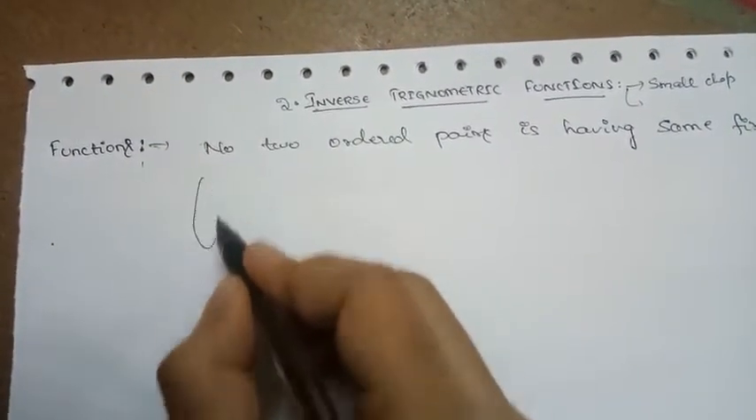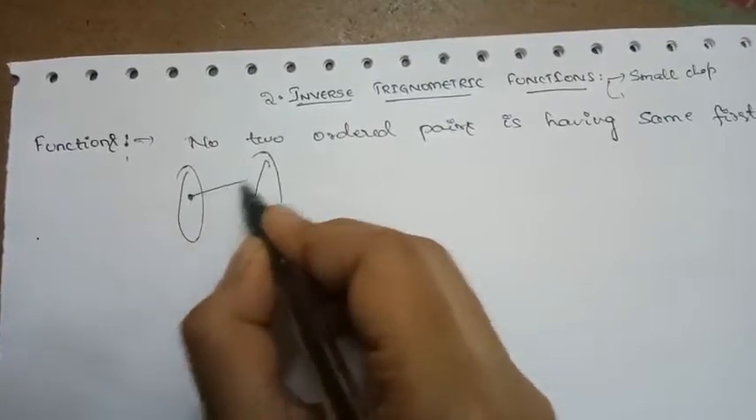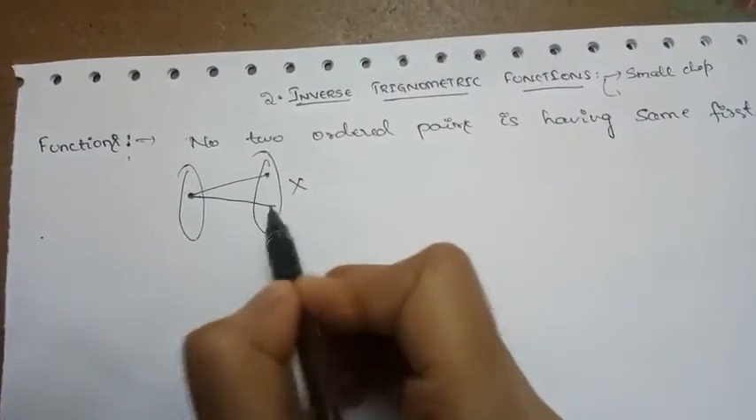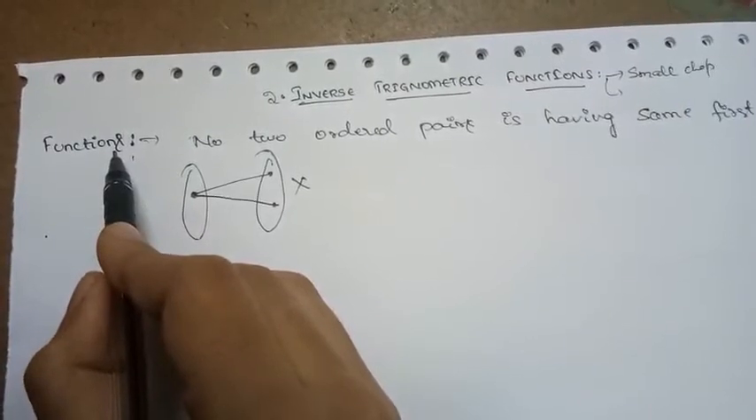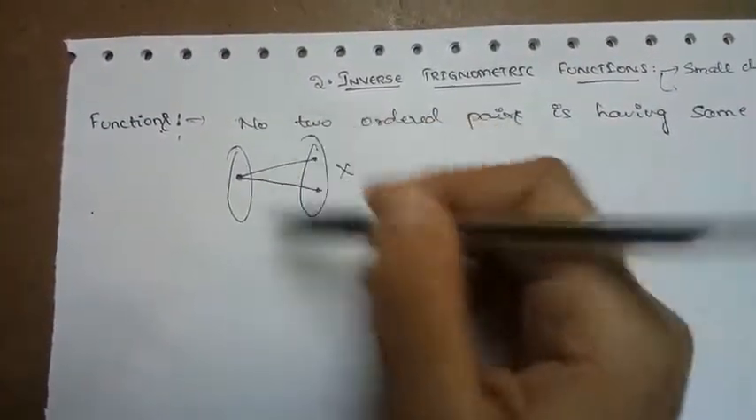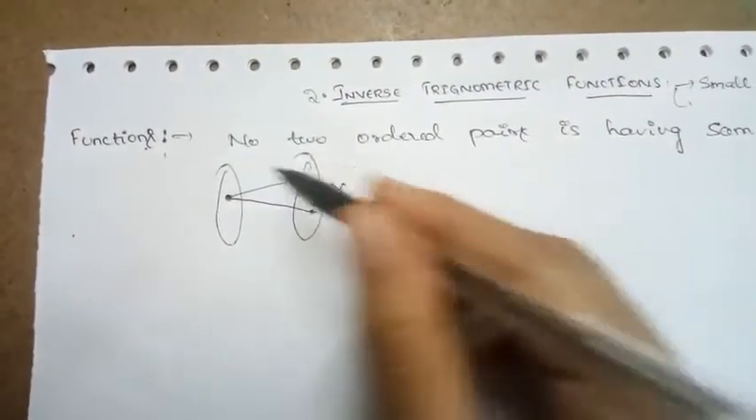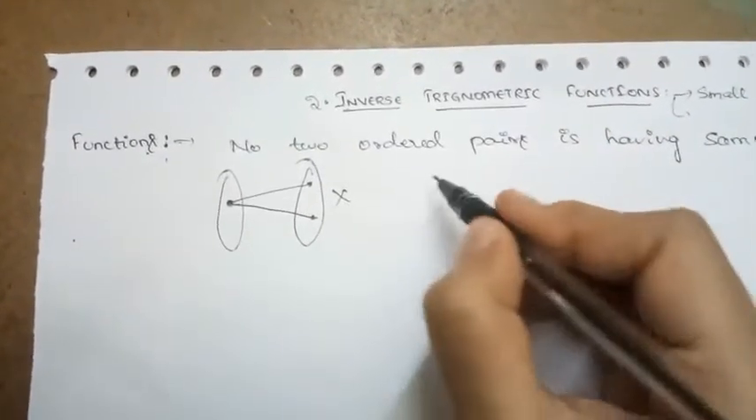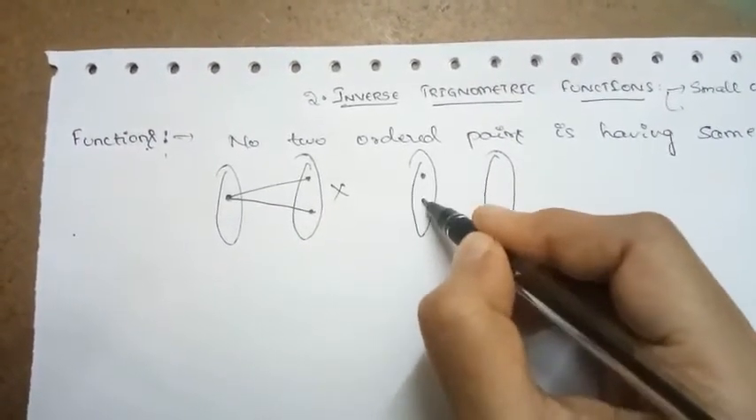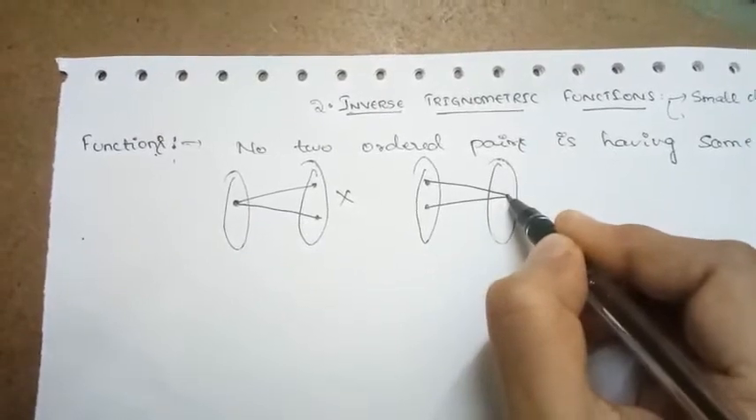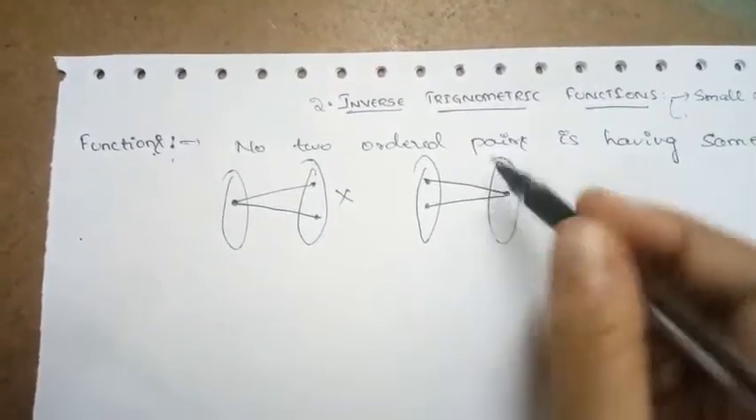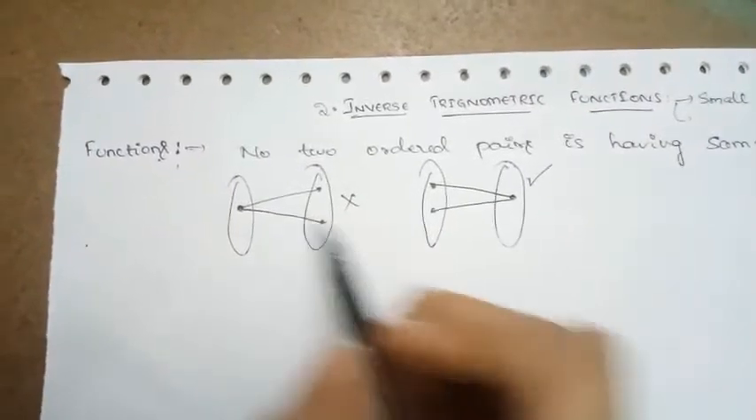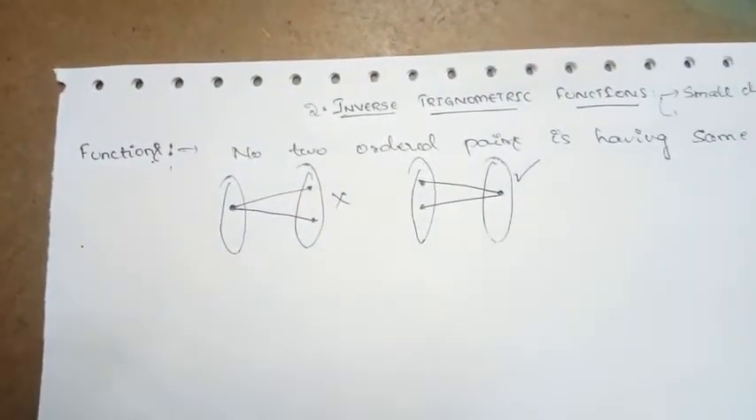Suppose I consider a mapping of this format, it is not at all a function, because here this element has two images. Another definition of a function: each element in the domain has a unique image in the codomain. But here this element has two images, so it is not a function. But a mapping where two elements have the same element as an image can exist. This type of mapping cannot exist in a function. So this is the basic definition of a function.